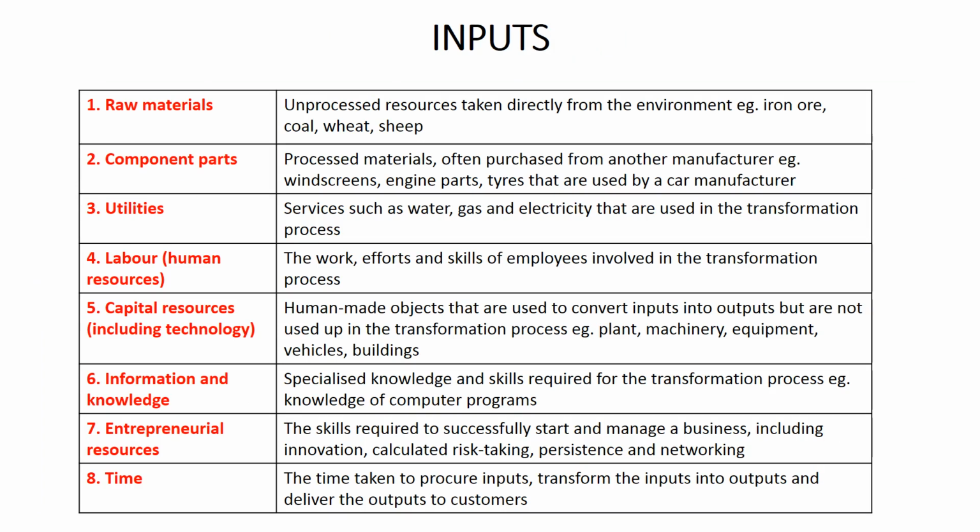On this slide, I've set out 8 categories of inputs. These are raw materials, component parts, utilities, labour or human resources, capital resources, which include technology, information and knowledge, entrepreneurial resources, and time. The purpose of this table is to explain what each of these categories of inputs is and to give you some examples of these inputs.